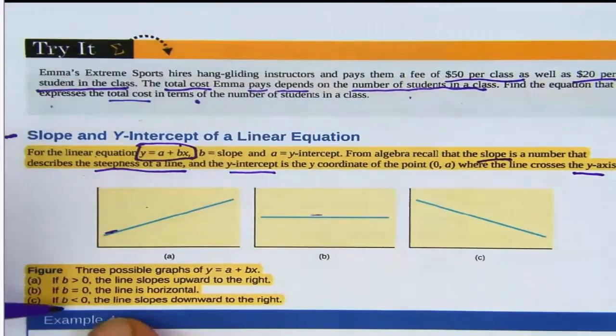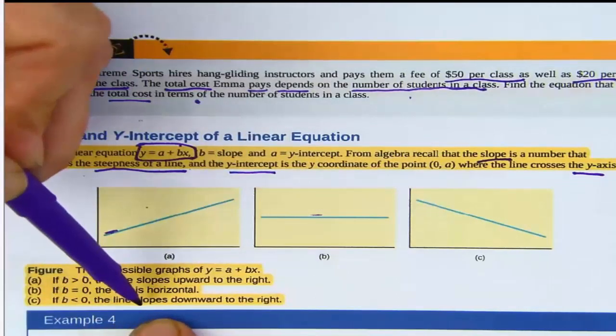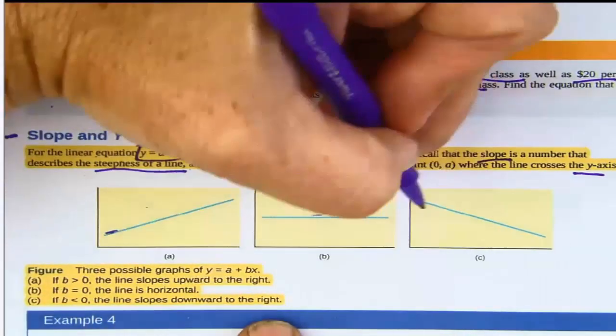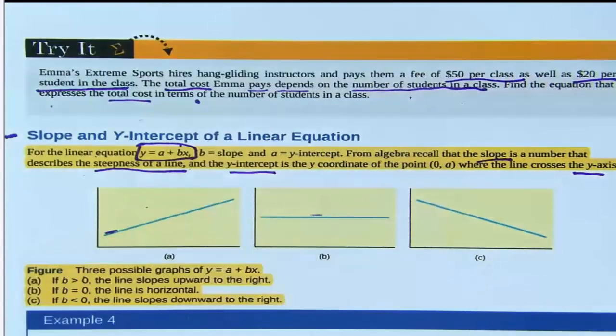And if b is less than 0, in other words, if the slope is negative, if the rate is decreasing, then the line slopes downward to the right. You're going to get a line similar to this, where it slopes downward when you look at it from left to right.